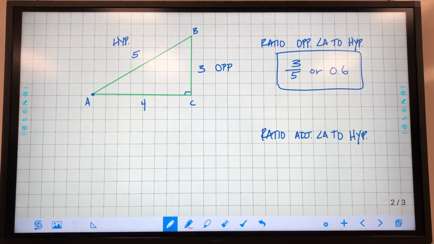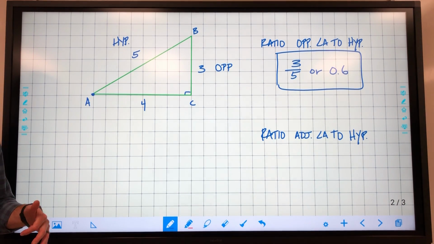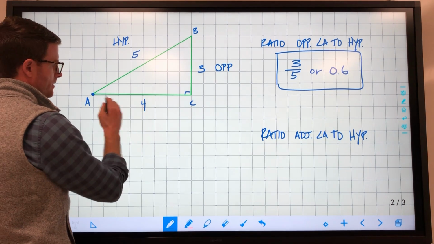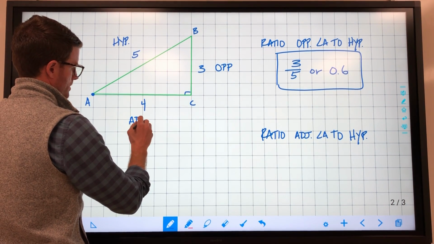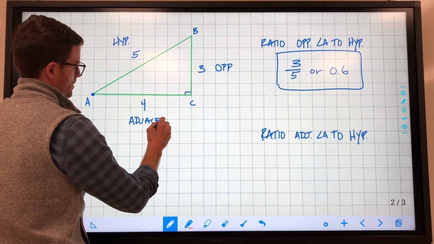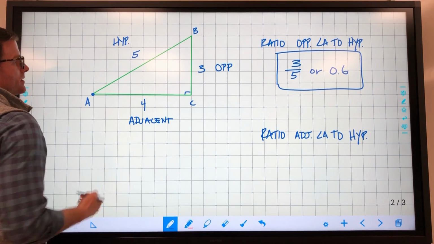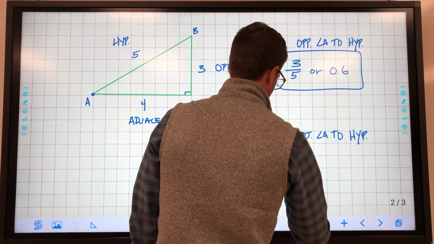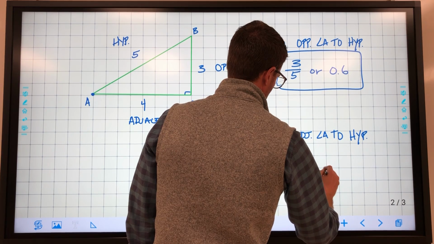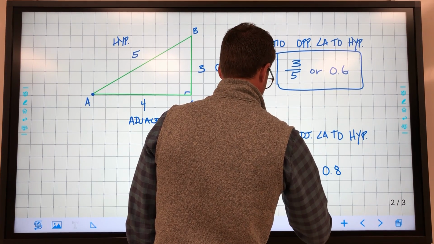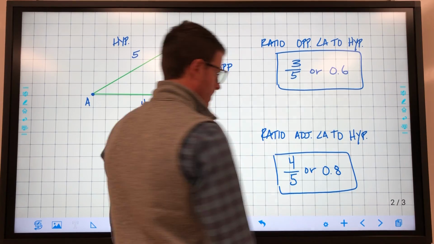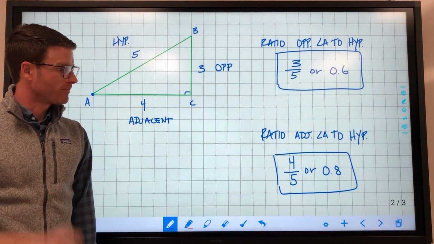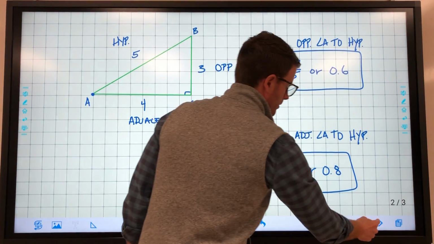All right. What is the ratio of adjacent to hypotenuse from angle A? So again, I'm still at angle A. So what's my adjacent side? It's the one right next to me. So that's here. And my hypotenuse is still there. So what's the ratio adjacent to hypotenuse? That would be 4 to 5 or 0.8. So those are the type of questions you're going to see on this lesson. All right, let's try one more. Gets a little trickier, a little hairier.